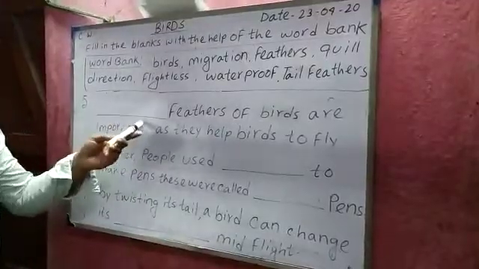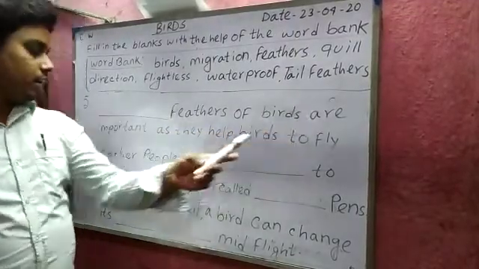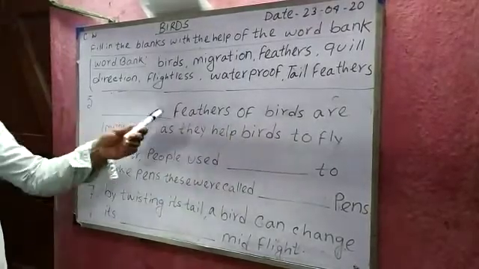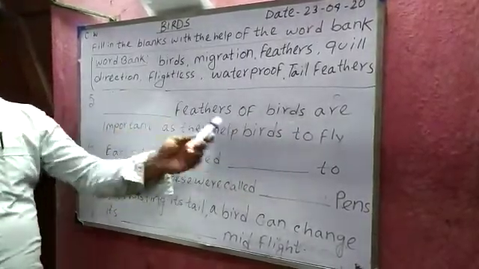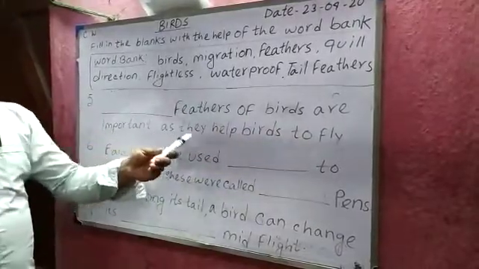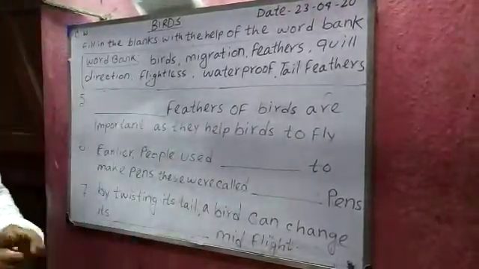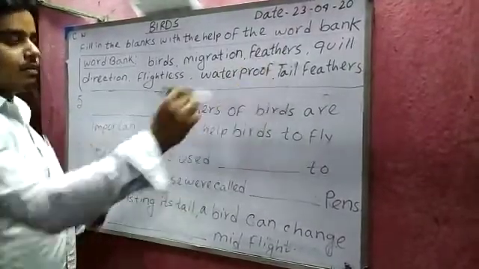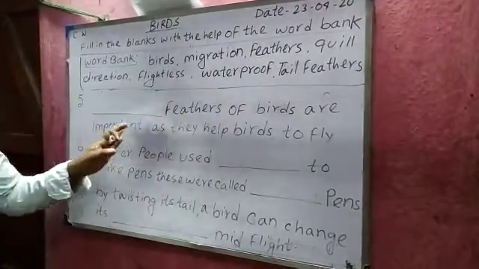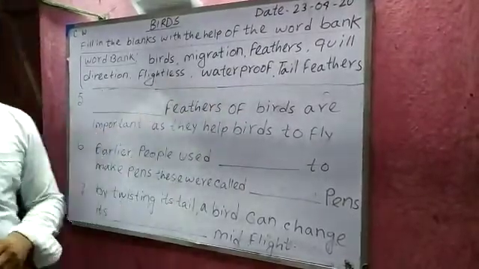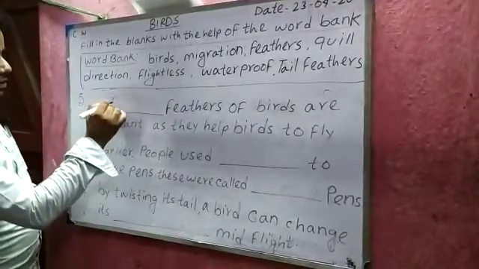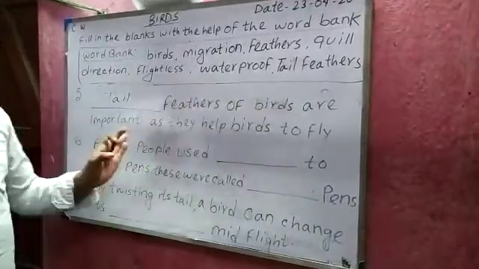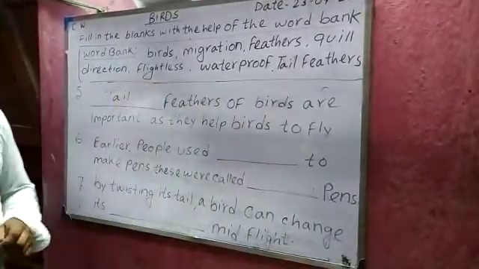Number 5, dash feathers of birds are important as they help birds to fly. Again I repeat, number 5, dash feathers of birds are important as they help birds to fly. Yes, correct. Tail feathers. Tail feathers of birds are important as they help the birds to fly. So we write here tail feathers.